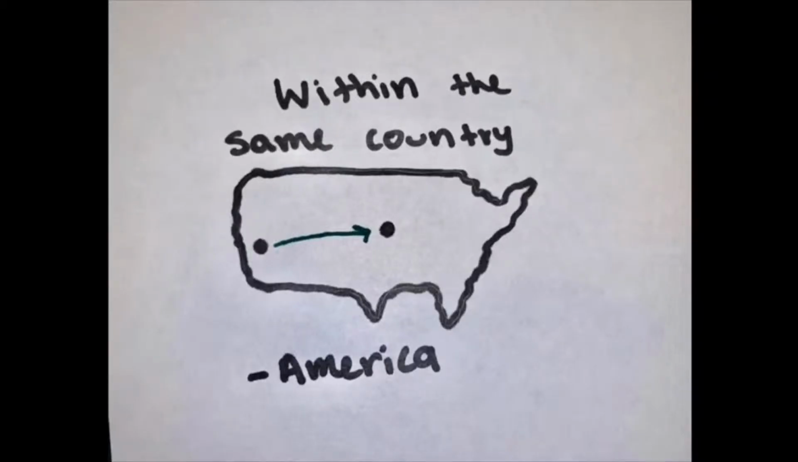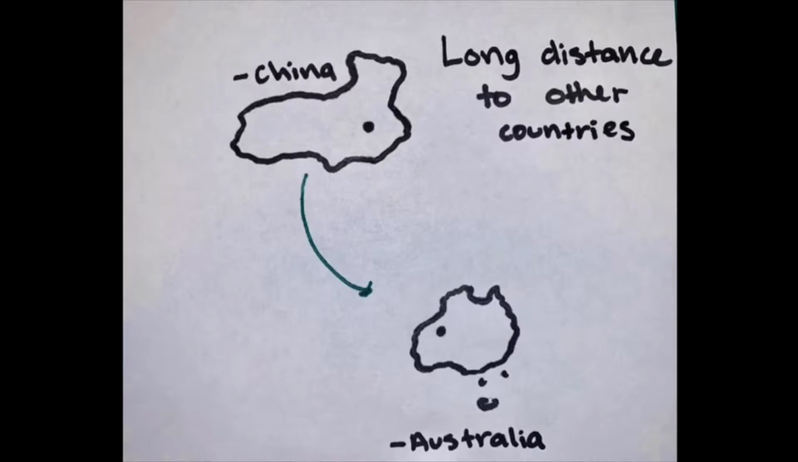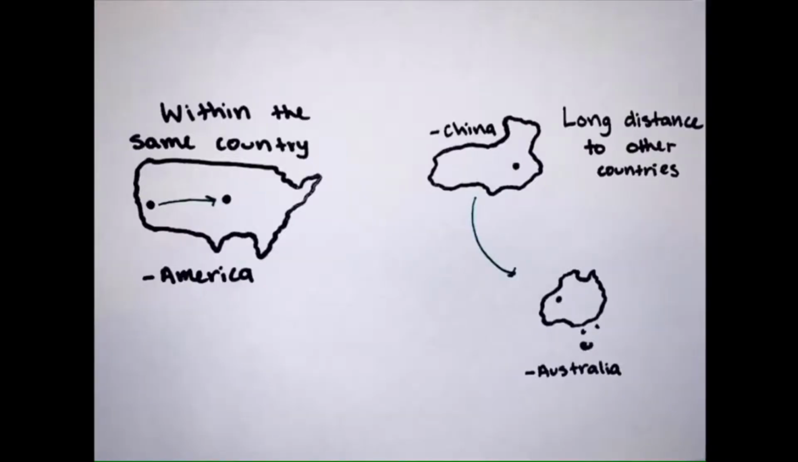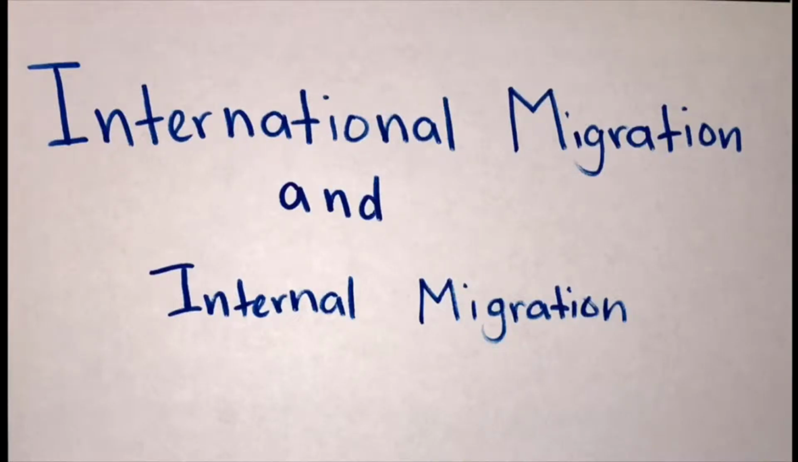The first law is that most migrants relocate a short distance and remain within the same country. The second law is that long-distance migrants move to other countries for major centers of economic activity. Migration can be divided into two types: international migration and internal migration.